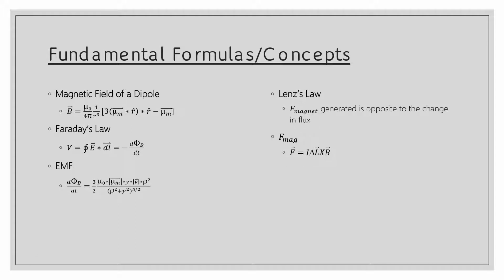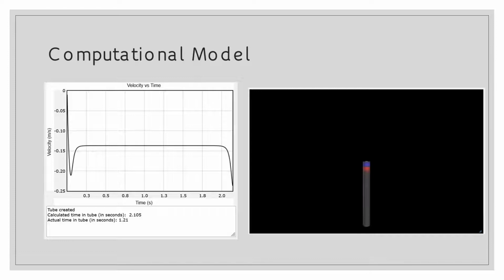Some of the fundamental formulas and concepts are the formula for the magnetic field of a dipole, Faraday's law, our EMF term for the change in flux of a magnet based on time, and Lenz's law, which says that the force generated by the magnet is opposite to the change in flux. The force on the magnet generated by the induced current is opposite to the change in flux, and the force on the magnet is equal to the current times the change in L cross the magnetic field.